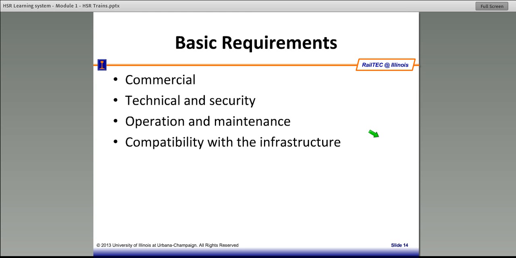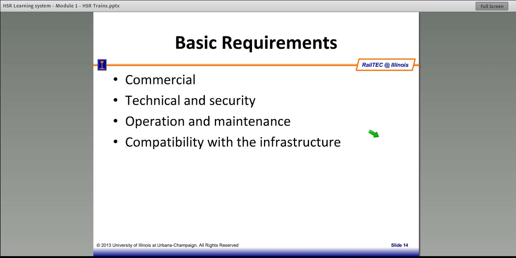Most of us probably do not have the opportunity to design a high-speed train unless you are into that specific area. But you might have the opportunity to select what kind of train you want. So in order to select the train you want, first you have to see what your requirements are. What are the requirements to select a high-speed train?